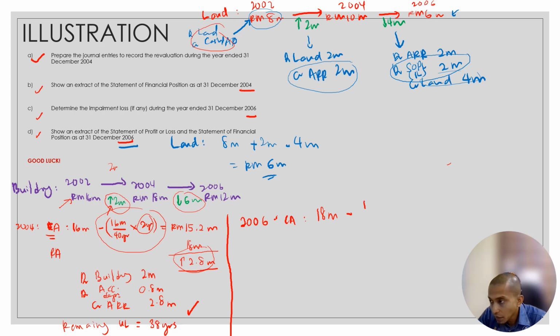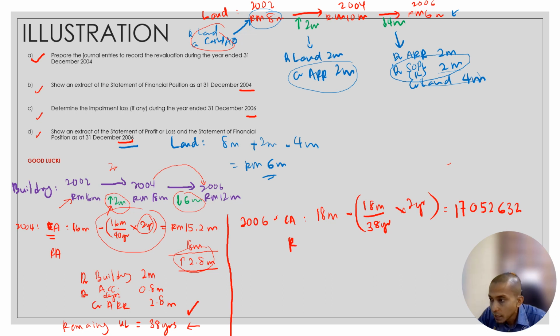Now accumulated depreciation: how to calculate? 18 million divided by 38 years. Why 38 years? Because it is the remaining useful life, from 2004 to 2006, another 2 years. All right, so we solve this. This one you can calculate on your own. So again, we get 17,052,632. This is the carrying amount.